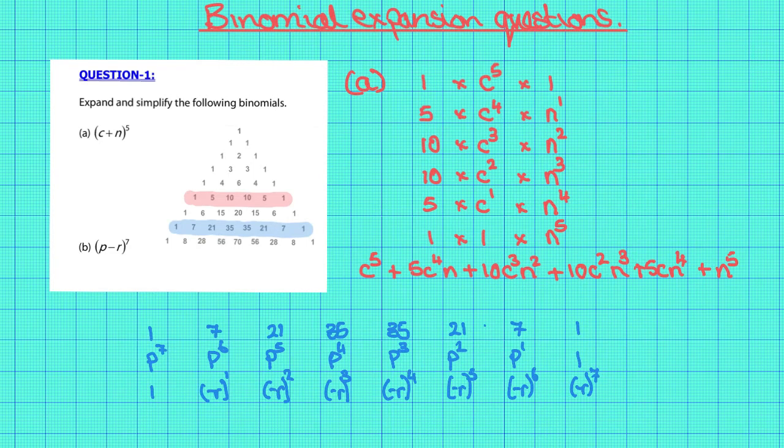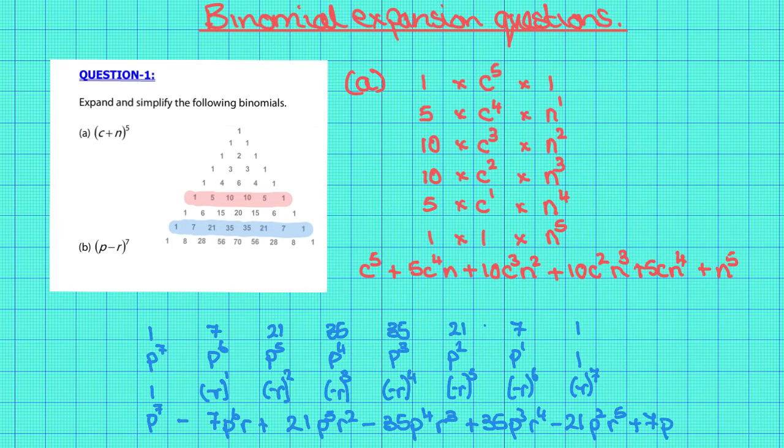Now multiply each row. So we get p to the power of 7 minus 7 p to the power of 6 r plus 21 p to the power of 5 r squared minus 35 p to the power of 4 r cubed plus 35 p cubed r to the power of 4 minus 21 p squared r to the power of 5 plus 7 p r to the power of 6 minus r to the power of 7.